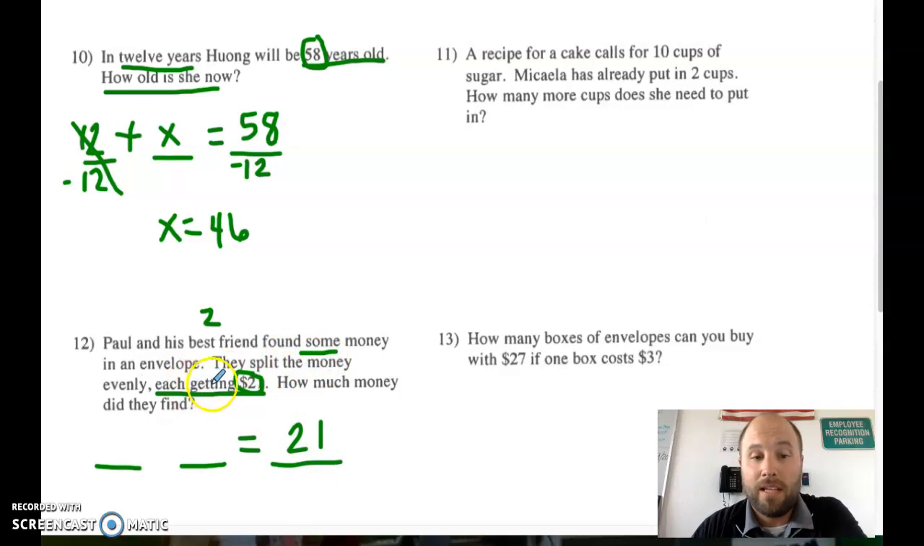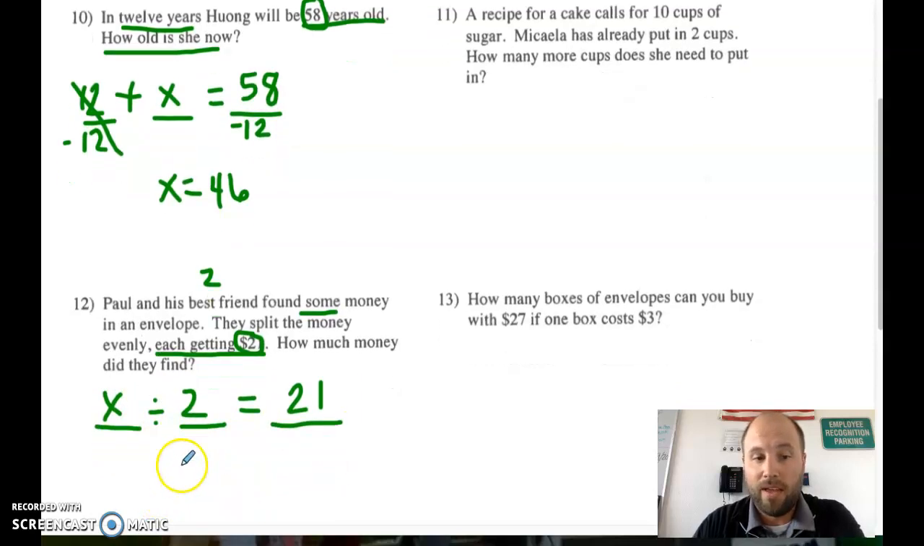All right, and so we would probably go, hey, to figure this out, they split the money evenly, each getting $21, right? How much money? So you just go 21 times 2. Doesn't that make sense? Like you go, okay, Paul and his best friend each got 21. How much money did they have? Okay, so if we're going to multiply to solve it, then we must need to divide. So we're going to divide x by 2 to get 21. So however much money they had divided by 2 will give us 21.